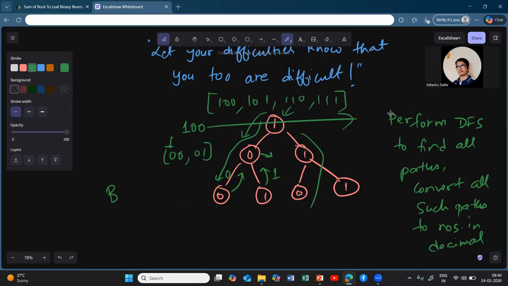Instead, we will see a very good trick. Okay, so to solve this, what can we do?